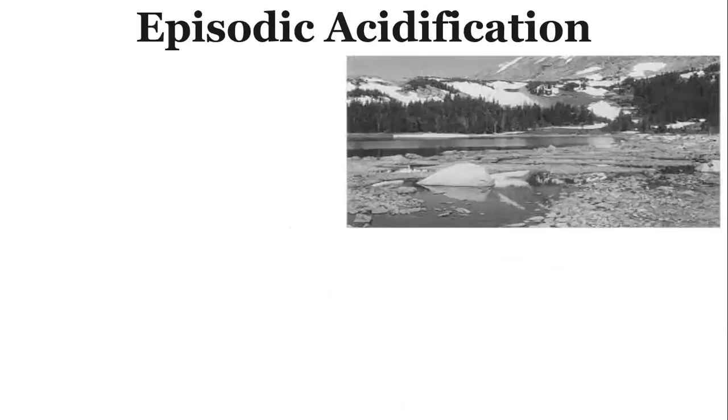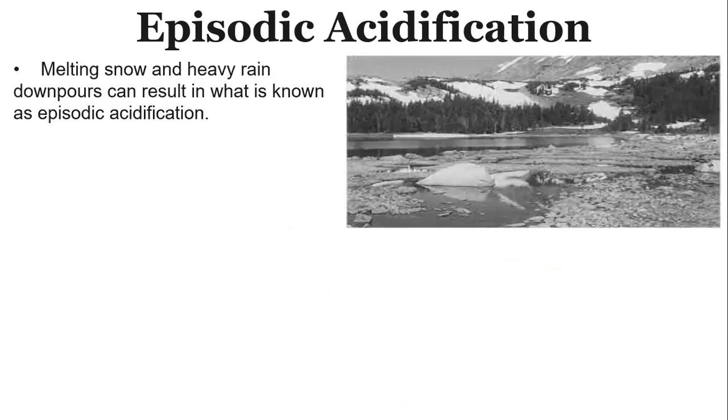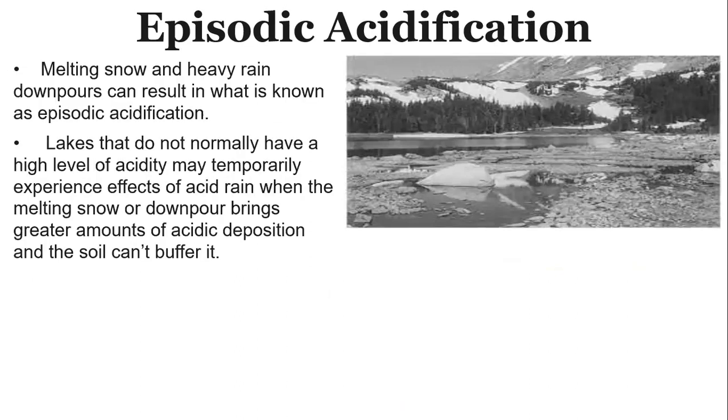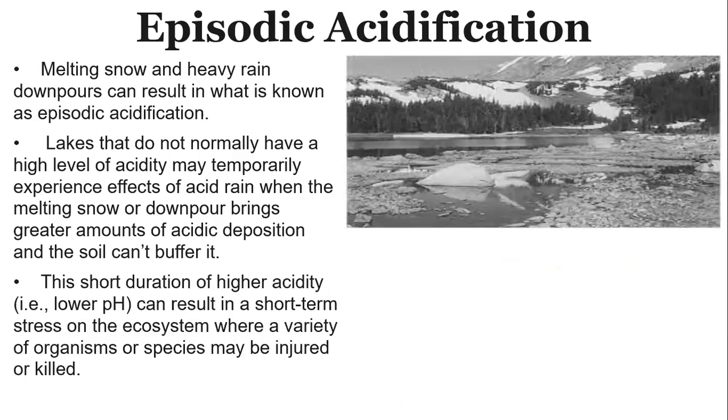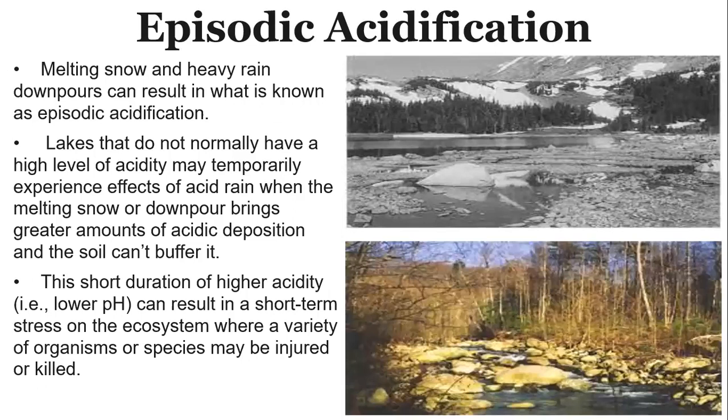Another thing we need to understand is episodic acidification. Melting snow and heavy rain downpours can result in what is known as episodic acidification. Lakes that do not normally have a high level of acidity may temporarily experience effects of acid rain when melting snow or a downpour brings a greater amount of acidic deposition and the soil can't buffer it. This short duration of higher acidity, because of lower pH, can result in short-term stress on the ecosystem, where a variety of organisms or species may be injured or killed.